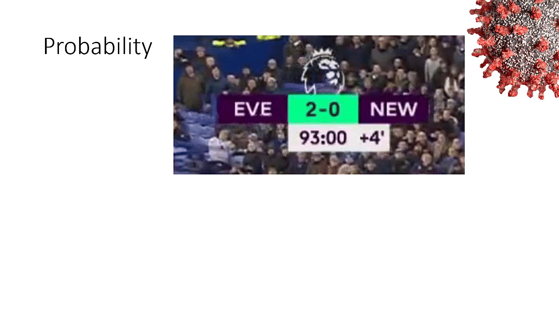Here you can see the score of Everton against Newcastle. It is 93 minutes and there are 4 minutes of added time. Everton is leading 2-0. What do you think is the final score?